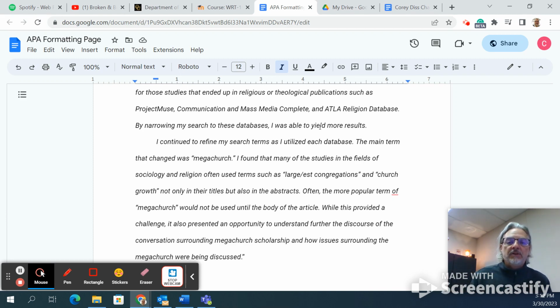A lot of times they focused on what they called the largest congregations. A lot of it talked about church growth in general, and it's kind of assumed. Maybe they'll say the word megachurch somewhere, maybe once or twice. But oftentimes they're talking more about large congregational churches, large churches, where there is a mass attendance week in and week out. So I demonstrate that particular thing here in these paragraphs, right?